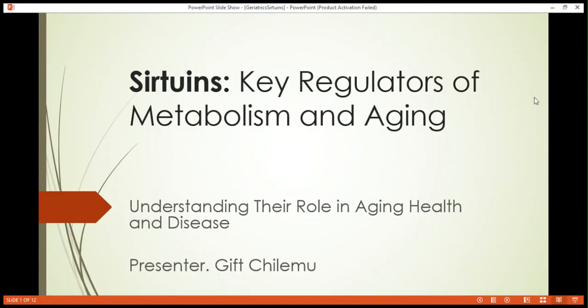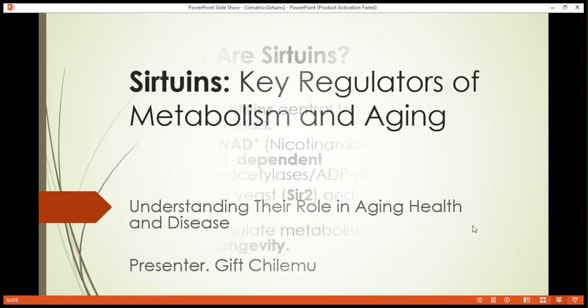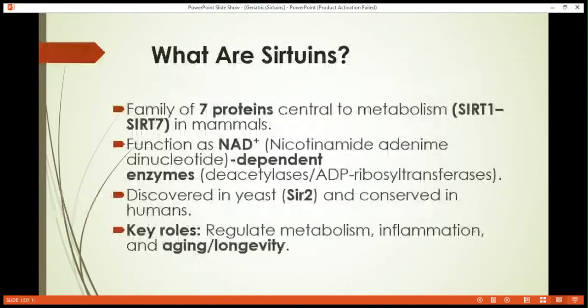So, let's start by looking at what these Sirtuins are. Sirtuins are a family of 7 proteins central to metabolism in mammals, numbered from 1 to 7. They function as NAD positive, which is nicotinamide adenine dinucleotide dependent enzymes. These were discovered in yeast and conserved in humans.